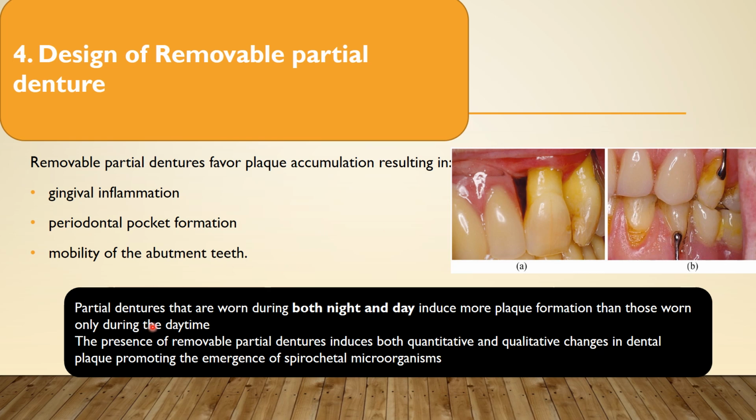For example, partial dentures that are worn during both night and day induce more plaque formation than those worn only during the daytime, because at night the saliva flow will be less and there is dryness of the mouth, so this can lead to increased plaque retention. The presence of removable partial dentures induces both quantitative as well as qualitative changes in dental plaque, promoting the emergence of spirochetal microorganisms.